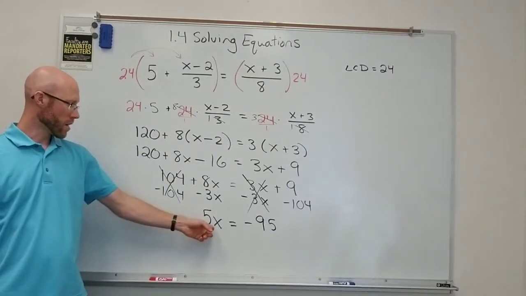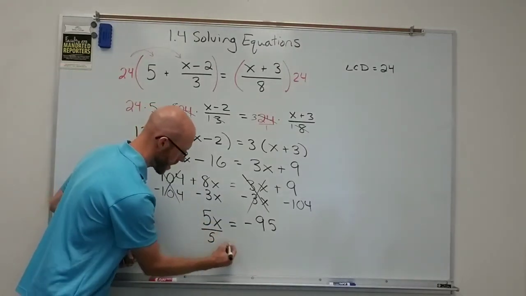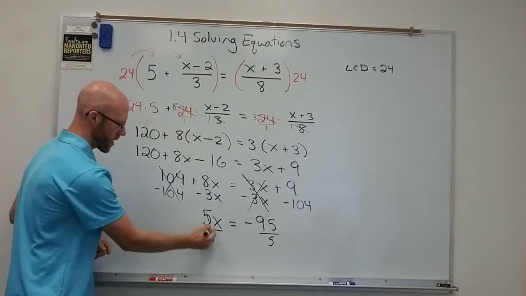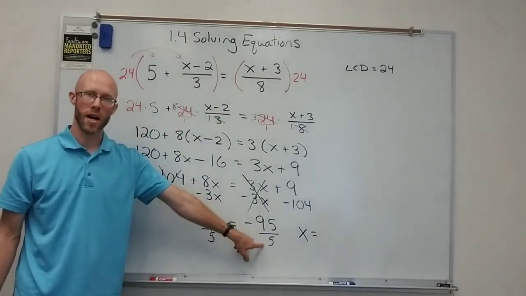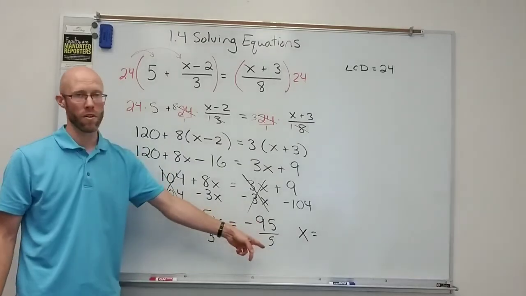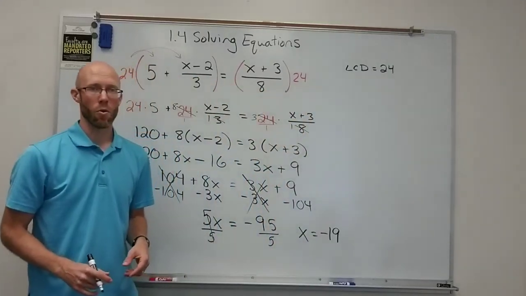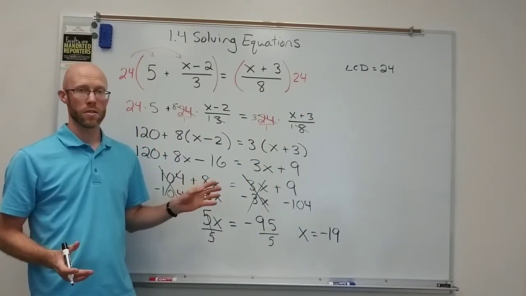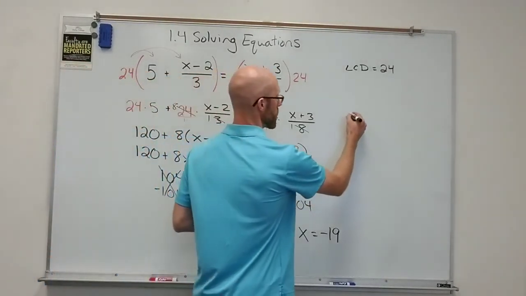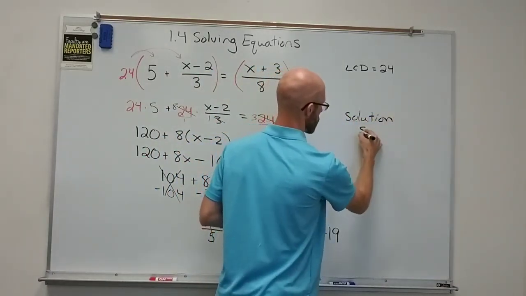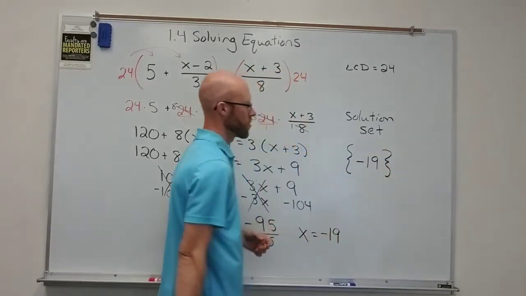To eliminate the 5 or turn that into a 1, I will divide both sides by 5. The 5s cancel, and I'm left with an x. If you calculate negative 95 over 5, you get negative 19. 100 over 5 is 20, so it's 1 less 5, so negative 19. Of course, we're not quite done. In all of these equations, when we solve them, we want to write our answer as a solution set. So once again, the solution set will be the set containing the number negative 19.